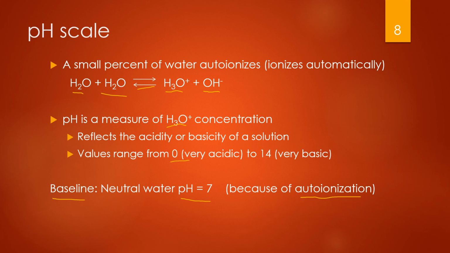And it does go from 0 to 14. I've never actually seen something go below 1. That's why I said 1 to 14, but I'm sure there is a case. So on the scale, anything below 7 is going to be acidic, anything above 7 is going to be basic.